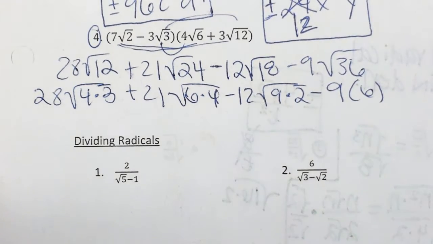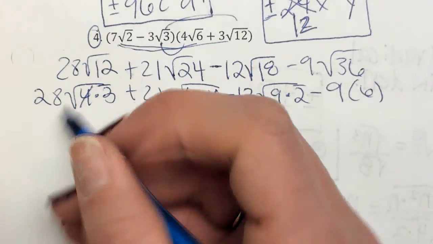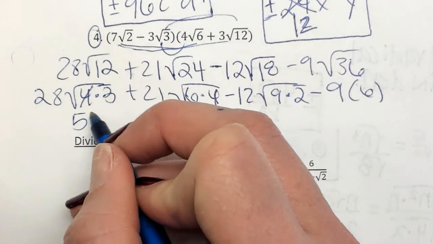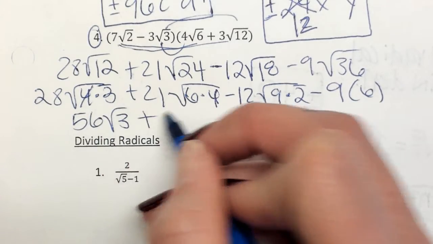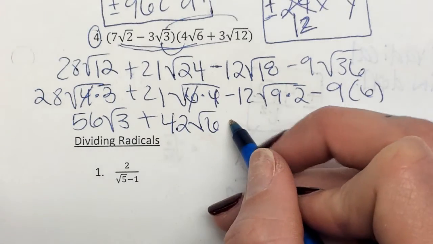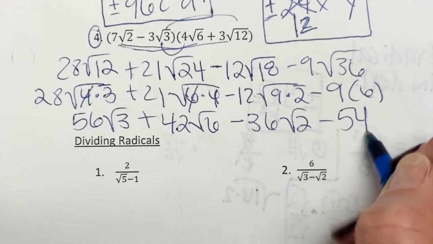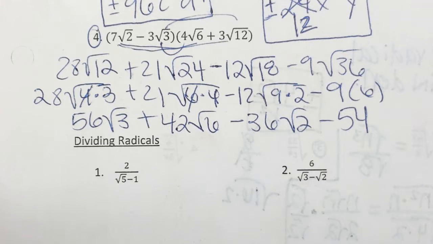Good. Alright, so final answer here. We know that this square root of 4 is 2 times this would be 56 root 3. Next one would be plus root 6. Good. Next. Minus. Perfect. Anything else we can do? Nope. Go ahead. That's only for multiplying and simplifying.